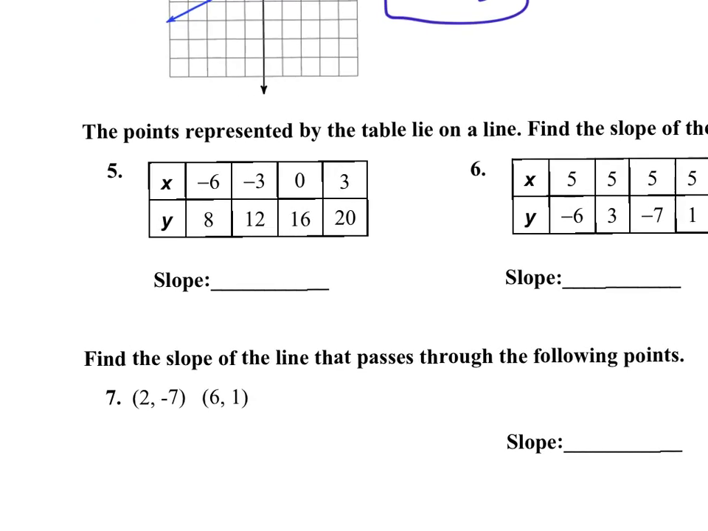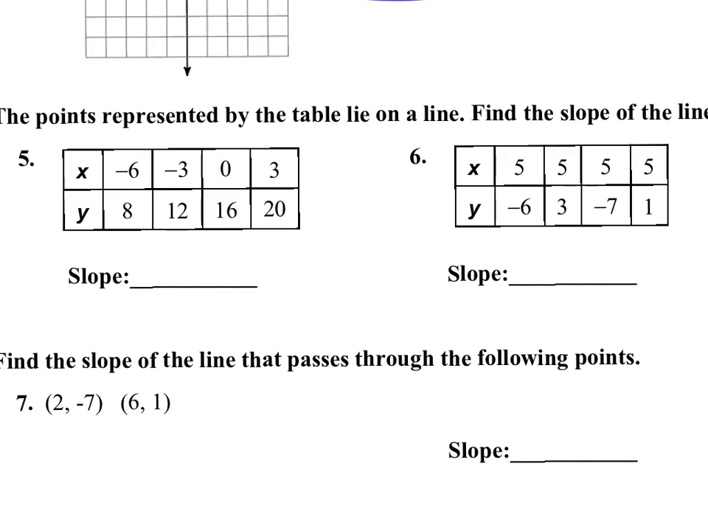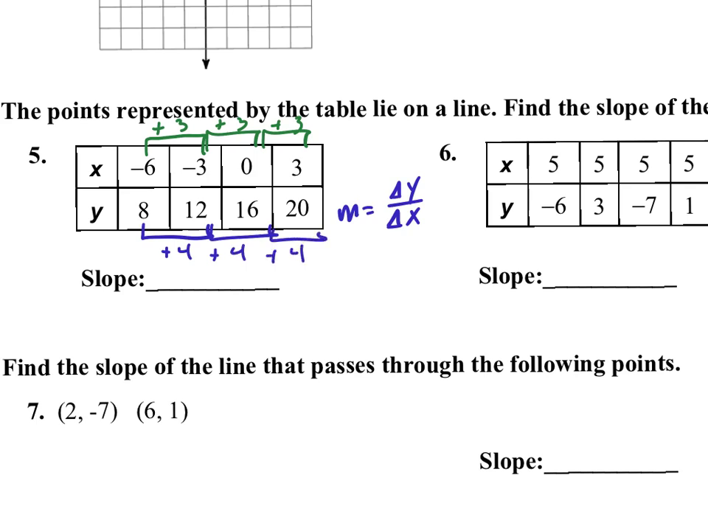The points represented by the table lie on a line. So these are both lines, and these are just some of the points on them. It says find the slope. Remember slope again, rise over run, or how much does your y change per change in x. See, my x went plus 3, plus 3, plus 3. And my y, on the other hand, went plus 4, plus 4, and plus 4. So every time my y changes by 4, my x changes by 3. And therefore my slope is 4/3.